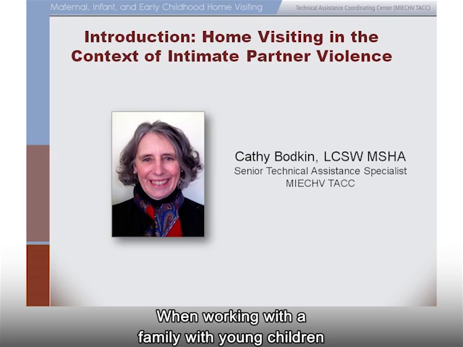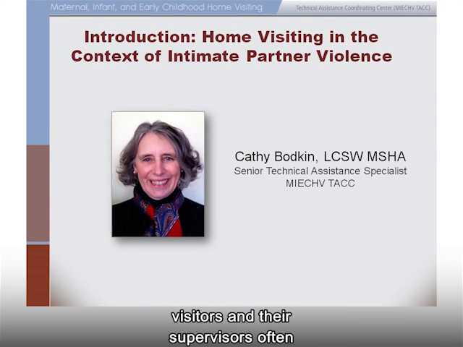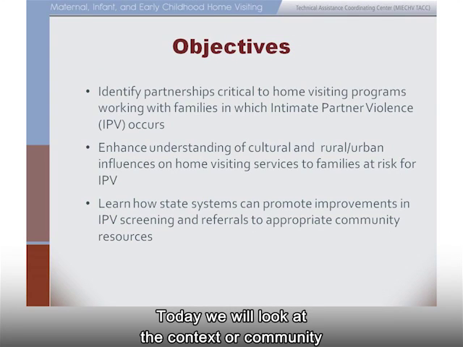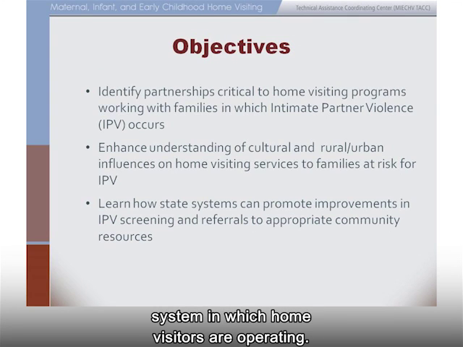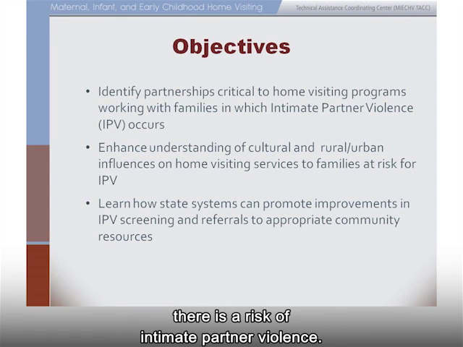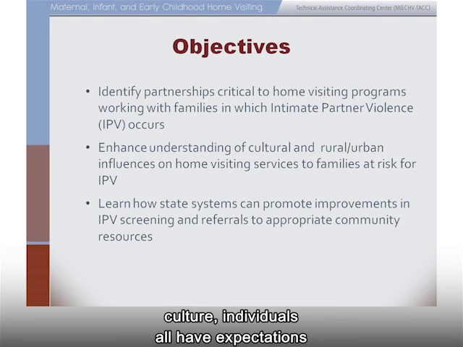When working with a family with young children and identifying an incident of current or recent IPV, home visitors and their supervisors often have many questions about how to proceed. Today we will look at the context or community system in which home visitors are operating. Expectations are not always clear for the home visitor when there is a risk of intimate partner violence. The community, the agency, the program, the surrounding culture, and individuals all have expectations and slightly different viewpoints.